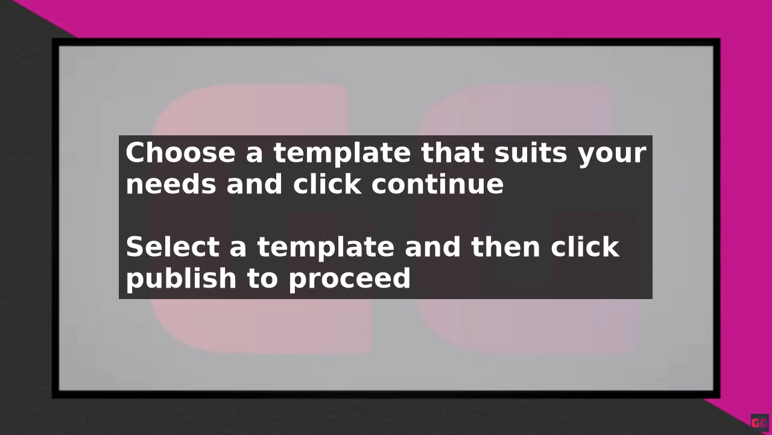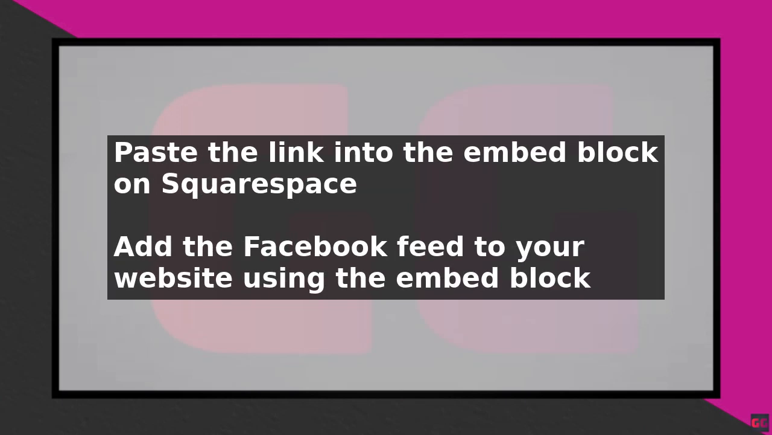You'll be given the option to use the free version, which will provide a link to paste into your Squarespace website. Copy this link, then return to your Squarespace website and click Edit. Select the Add Block option and choose Embed from the menu. Paste the link into the embed block, and the Facebook feed will be added to your website.